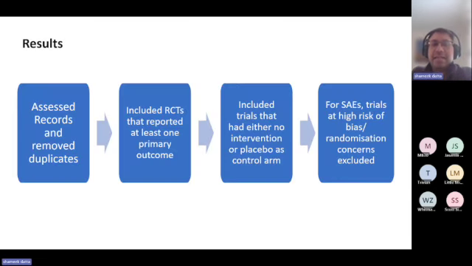So they assessed the records and removed duplicates. They included randomized control trials that reported at least one primary outcome. Then they included trials that had at least one arm as a no intervention or placebo control arm. And for the adverse events, they tried to exclude all the trials that were at high risk of bias or had randomization concerns.